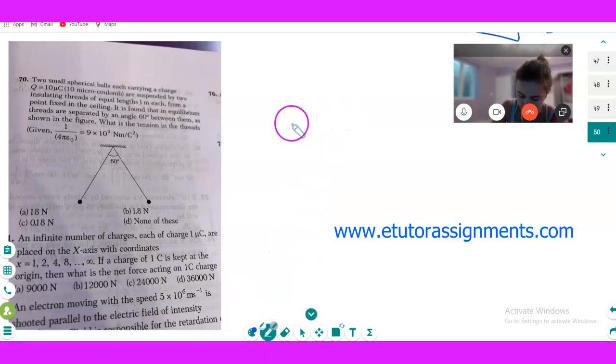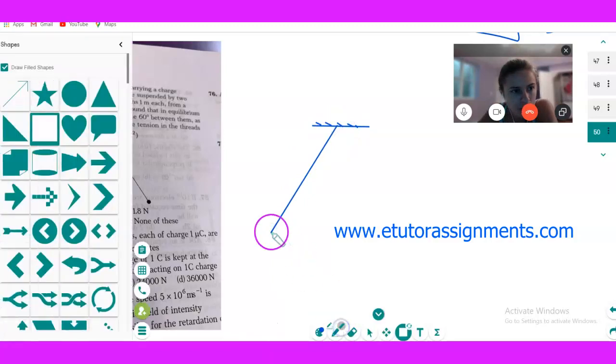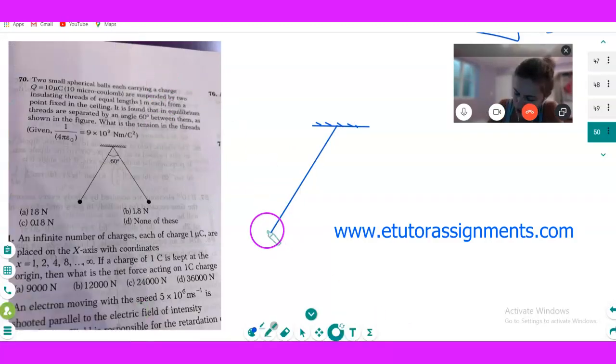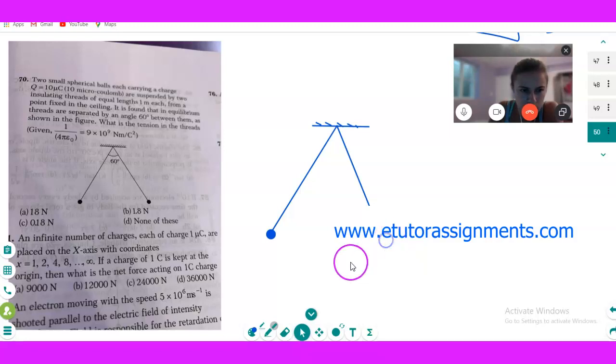You understood the question or not? I'm trying. You can try in your book, no problem. Two small spherical balls, each carrying a charge Q of 10 to the power minus 6 coulomb, are suspended by two insulating threads of equal length, 1 meter each, from a point fixed in the ceiling. It is found that in equilibrium the threads are separated by an angle of 60, as shown.